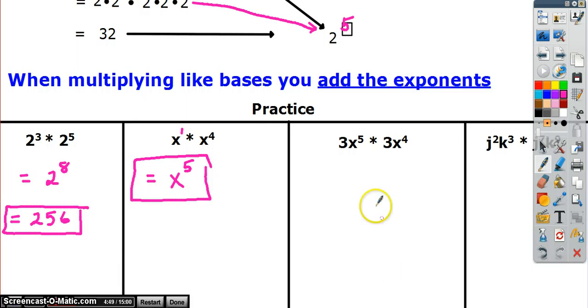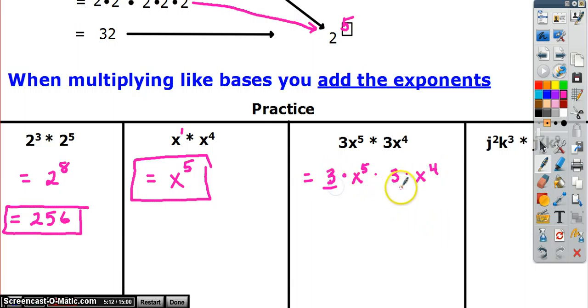Okay, this one kind of looks like 3x to the 5th and 3x to the 4th, but it's not. The exponent actually only applies to the x's, not to the 3's. So you really want to think of it like this: 3 times x to the 5th times 3 times x to the 4th. So let's start with the 3's.